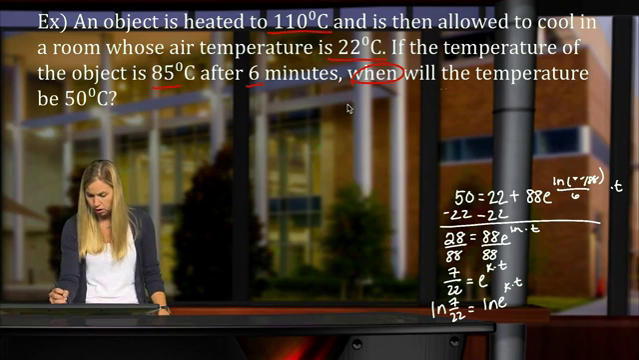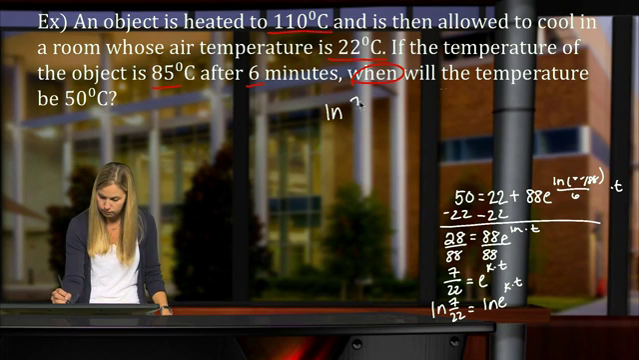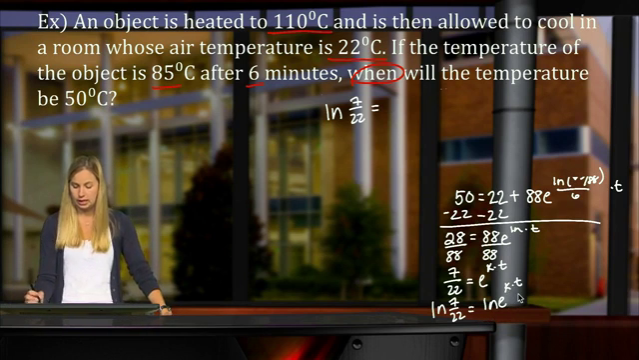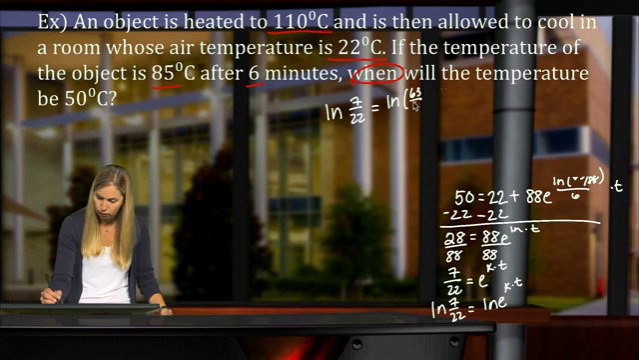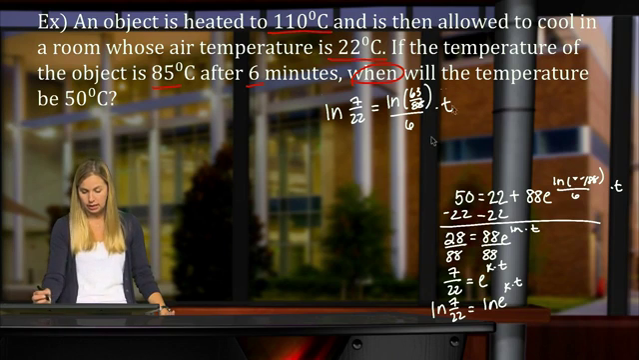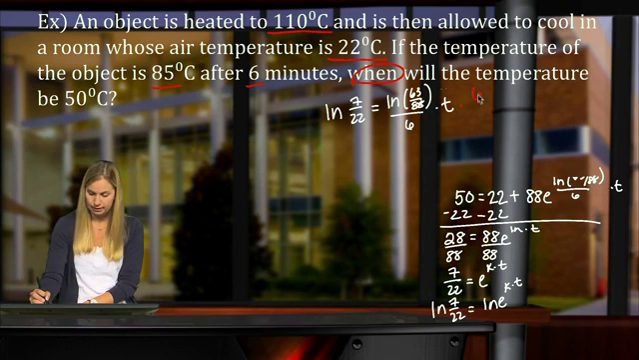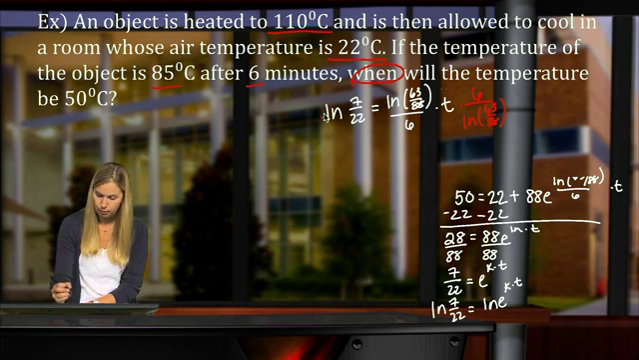So we've got the natural log of 7 over 22 equals just k times t. This natural log of e to the kt, that's going to cancel out from the inverse property. Our k was the natural log of 63 over 88 divided by 6 times t. And we can solve for t by dividing by this fraction. Now, dividing by a fraction is the same as multiplying by the reciprocal. So we can multiply by 6 over the natural log of 63 over 88 on both sides.